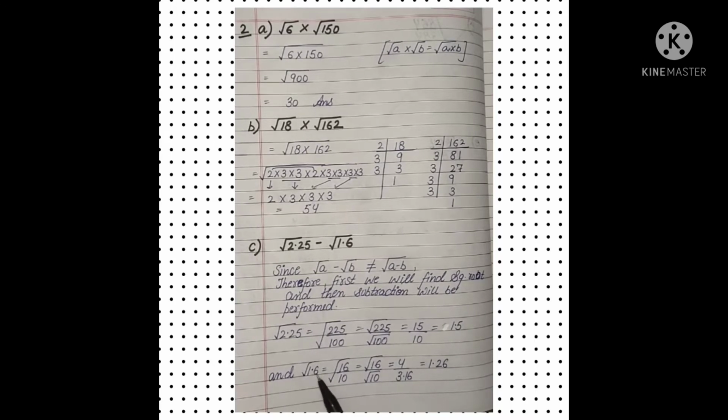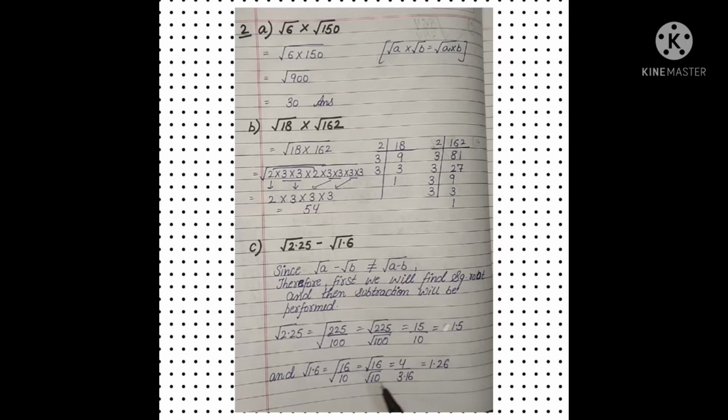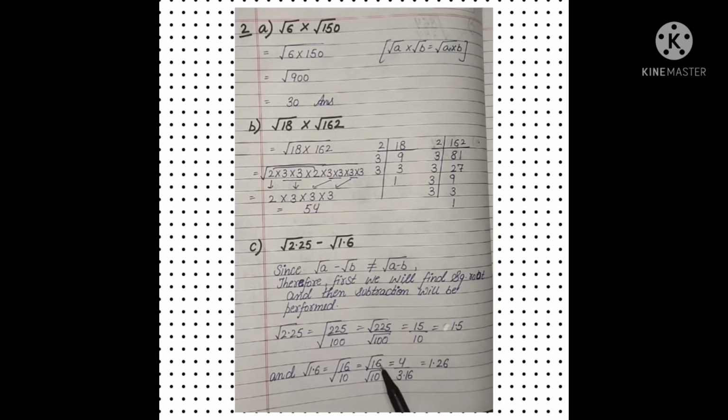Similarly, under root 1.6 can be written as 16 upon 10. 16 upon 10 square root means under root 16 upon under root 10. Square root of 16 is 4 and square root of 10 will be 3.16. 10 is not a perfect square number, so you cannot use prime factorization method.